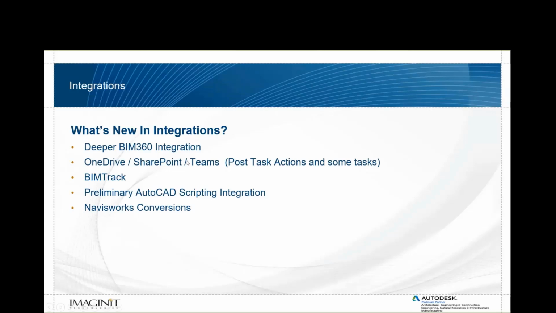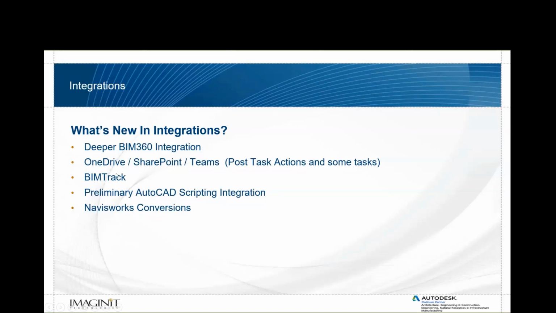But yeah, let's jump into what's new in the Clarity 2020.1 product. We'll look at some things via PowerPoint, and I'll switch over and do some things live. The biggest theme in our Clarity 2020.1 product is the deeper BIM integrations in general, but in particular, some deeper BIM 360 integration, and we'll talk about what that means. We've got an integration now with OneDrive and SharePoint and Microsoft Teams in terms of post-task actions that you can do to deliver files to those platforms. And then we've also got some tasks that work with those platforms as well.